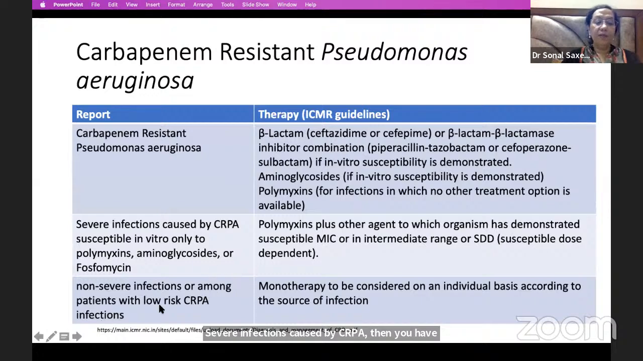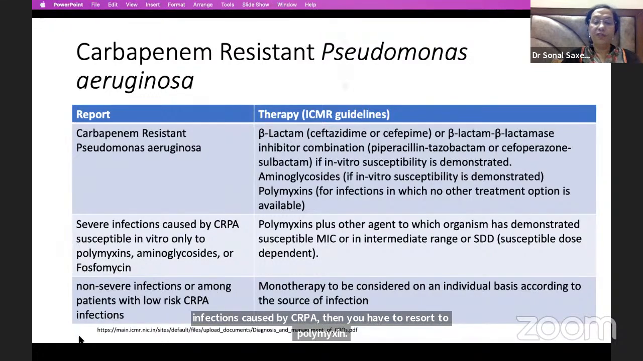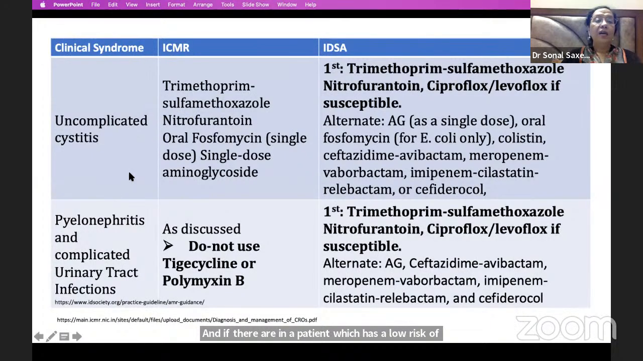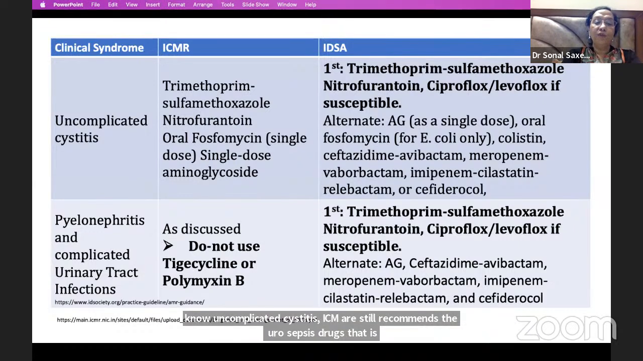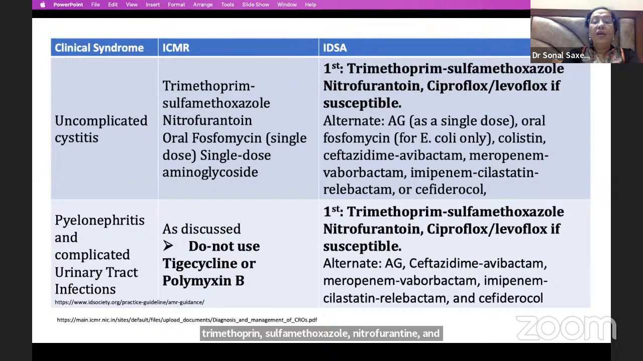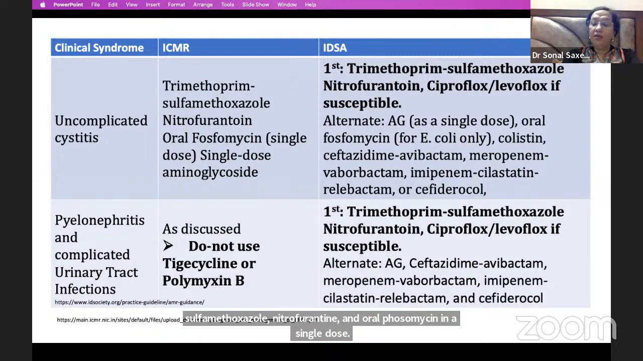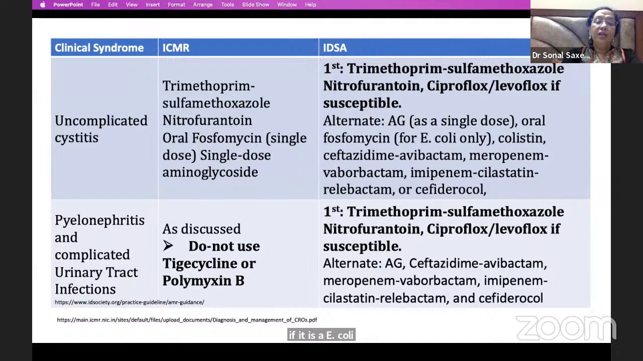Severe infections caused by CRPA, then you have to resort to polymyxin. And in a patient who has a low risk of infection, monotherapy can be considered. In uncomplicated cystitis, ICMR still recommends the urosepsis drugs, that is trimethoprim-sulfamethoxazole, nitrofurantoin, and oral fosfomycin, a single dose if it is E. coli only. Single dose aminoglycoside if it is uncomplicated cystitis.